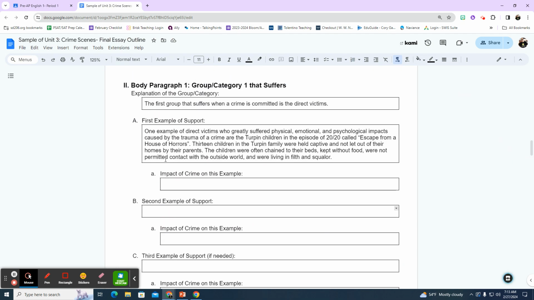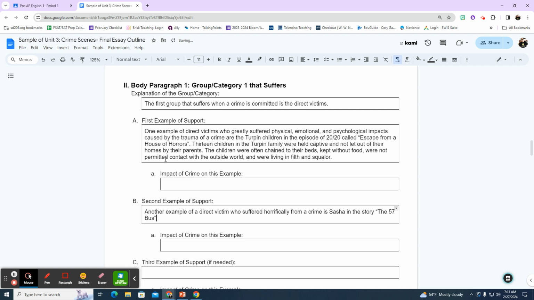I can say something along the lines of: another example of a direct victim who suffered horrifically from a crime is Sasha in the story The 57 Bus by Dashka Slater. Now, I introduced it, but that's still not enough. I want to talk about exactly how this person was a victim.